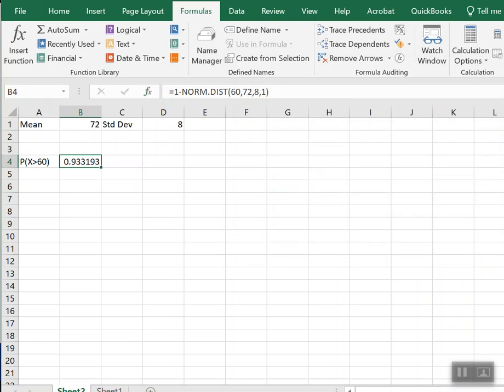So now I'm going to say okay. Now notice my formula up here is 1 minus the normal distribution, and it gives me again 93.32%, which was approximately 93.3193%, which is very close to what we got using the table. It's slightly off due to a little bit of rounding, but not much. All right, so let's jump back to our PowerPoint now.